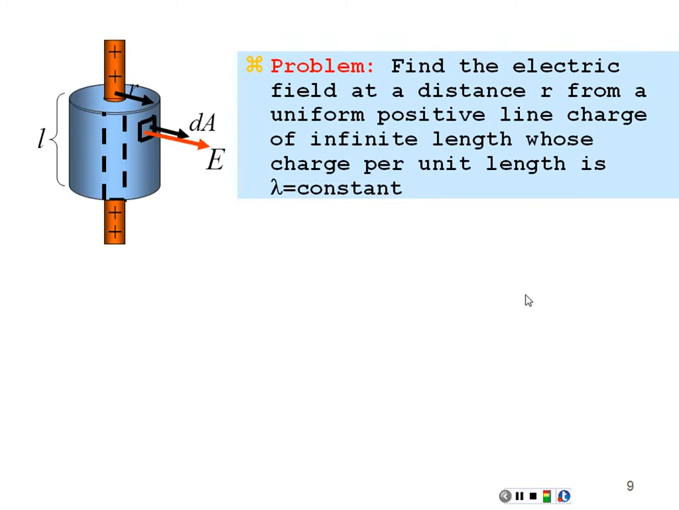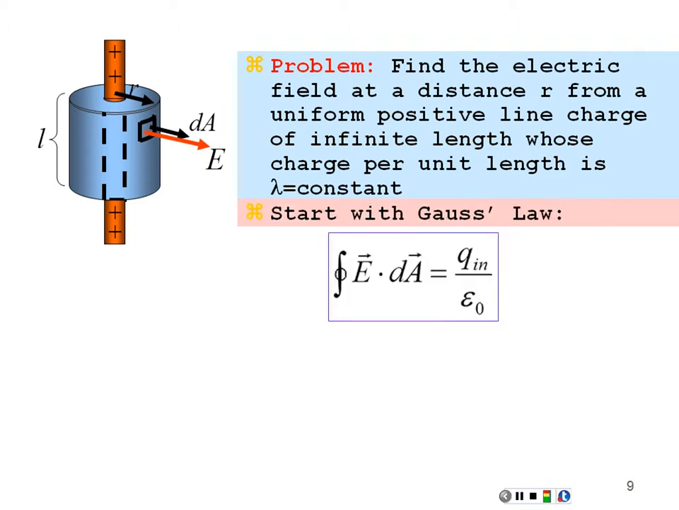Here's another problem. Let's find the electric field at a distance r from a uniform positive line charge of infinite length whose charge per unit length is lambda. We want to choose a Gaussian surface that has the same symmetry as our charge distribution itself. So we have a line of charge, and we're going to choose a cylinder to encompass it. We'll apply Gauss's law to this Gaussian surface.